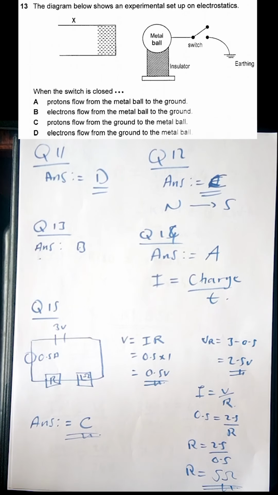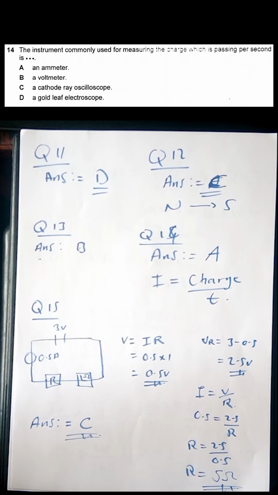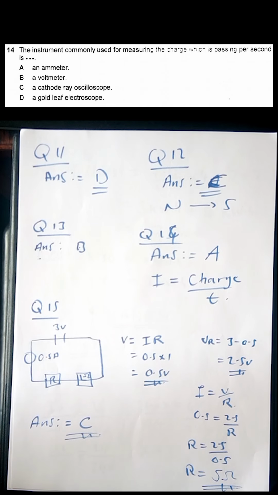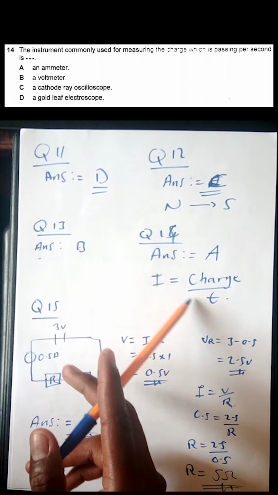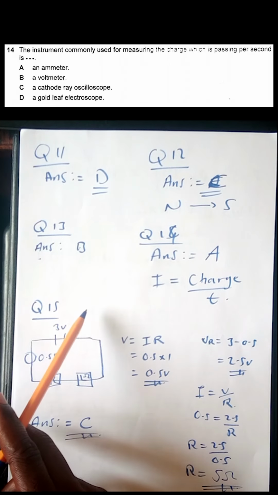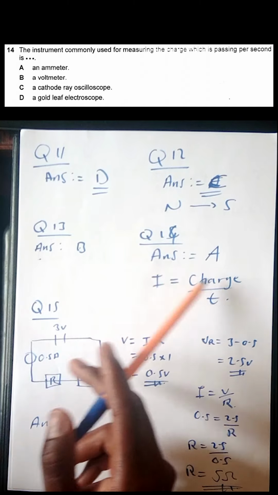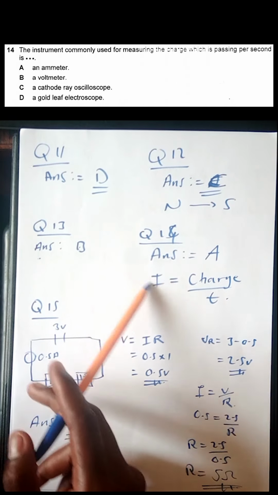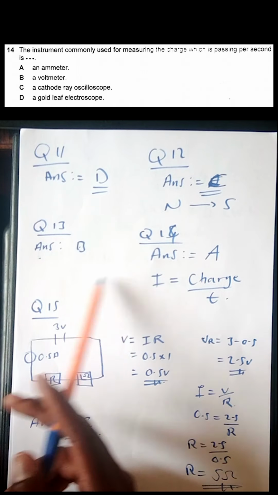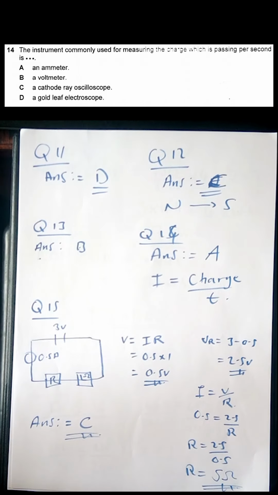We move on to question number 14. The instrument commonly used for measuring the charge which passes per second is, so charge per second, they're just talking about current. Don't get confused. Current is equal to charge over time. So charge per second is current. The instrument that measures current is an ammeter, which we find on option A.